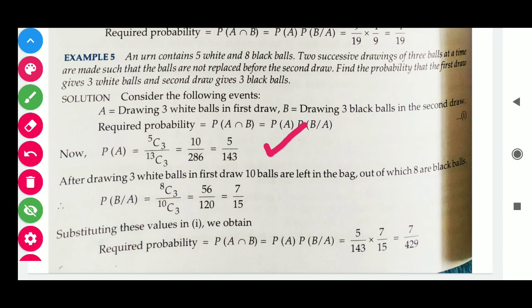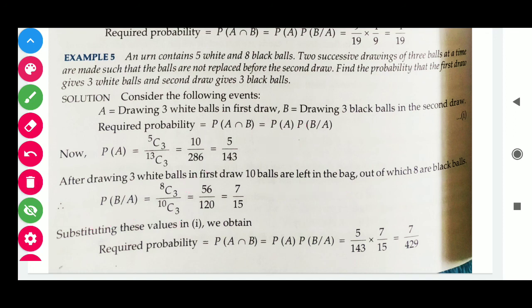Now, after drawing the 3 white balls in the first draw, 10 balls are left in the bag. So we are drawing 3 black balls in succession. So probability B over A is equal to 8C3 over 10C3, since we are left with a total of 10 now. By calculating using the same combination formula, we get 7 over 15.